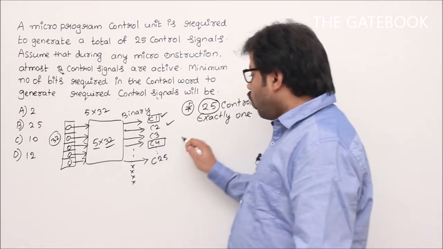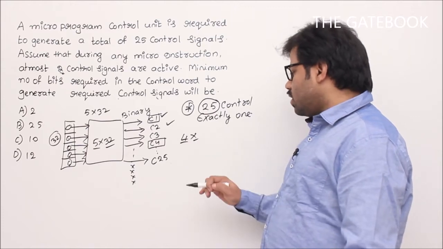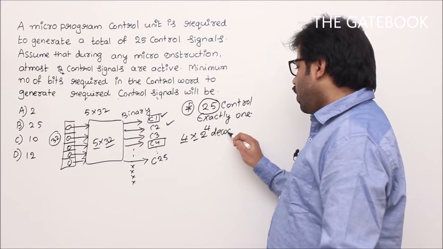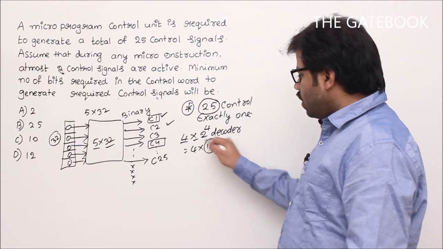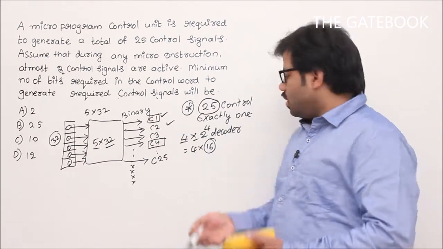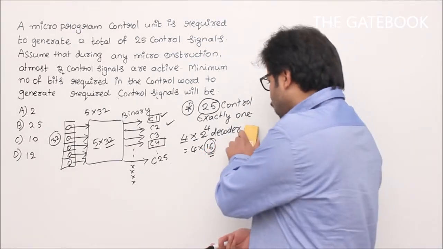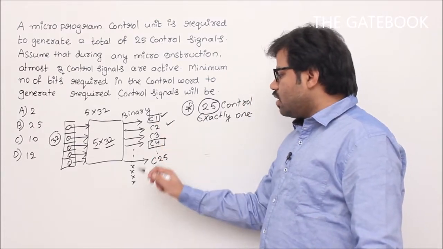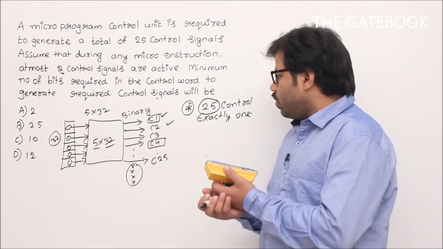Sir, why don't you go for 4 by something? The decoder models are generally n into 2 power n decoders. With 4 by 16, you can have only 16 patterns, 16 output lines. Then I can generate at most one of the 16 control signals. That's why I don't want that. That's why I'm going for 5 by 32 and using 25 lines. The remaining 7 lines I'm not using. Understand?